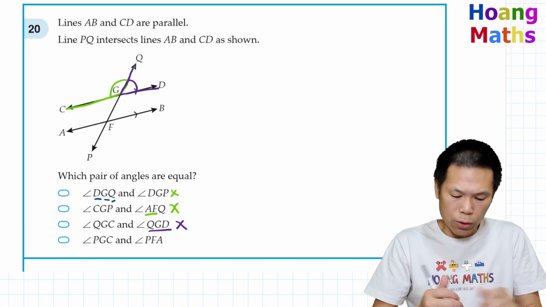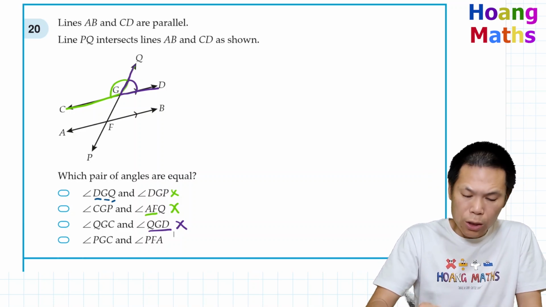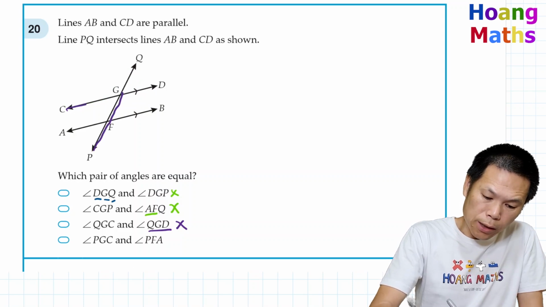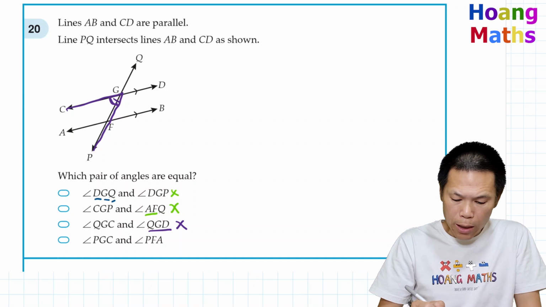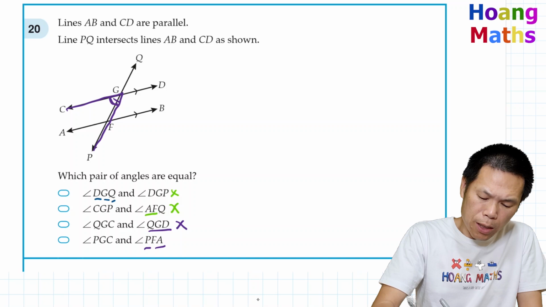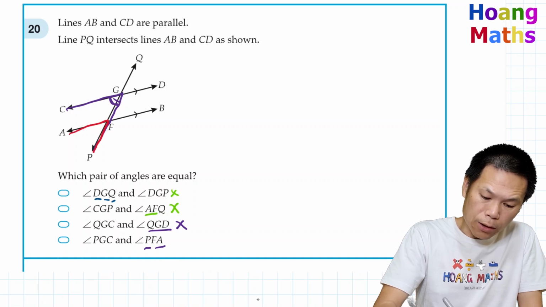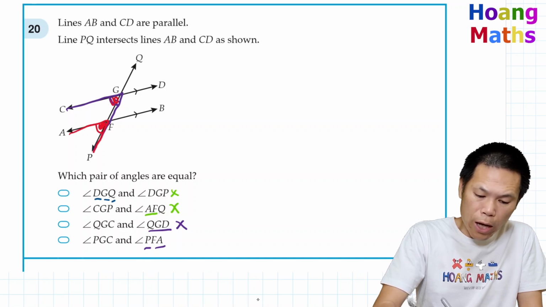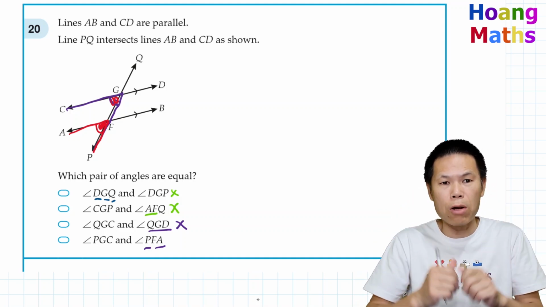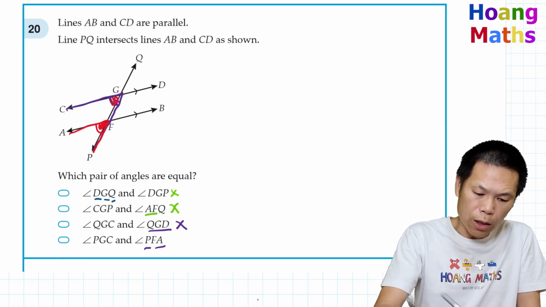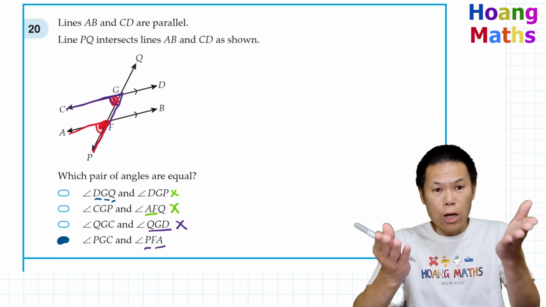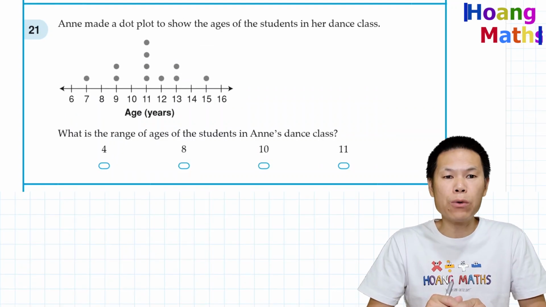So let's just go through it this way. Angle PGC, so P, G, and C, is this angle here. And then the next angle is PFI, so angle PFI, P, F, and I, is this angle. So therefore, these two angles are equal because they are corresponding angles in parallel lines, which are equal. Keep that in mind. So therefore, the answer is this answer here. So there you go.